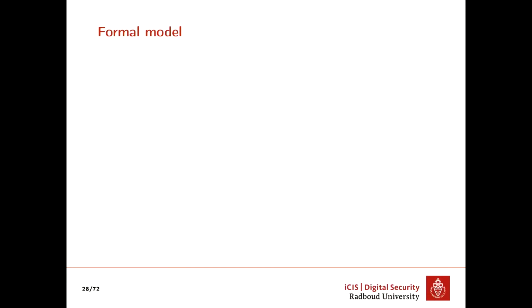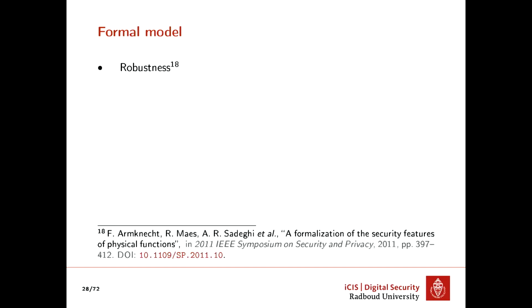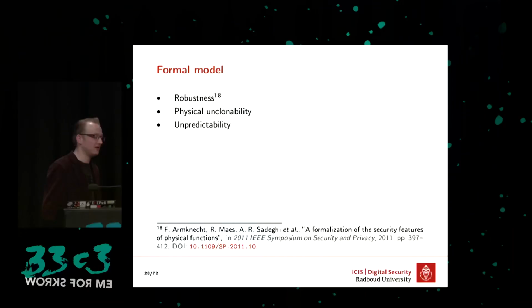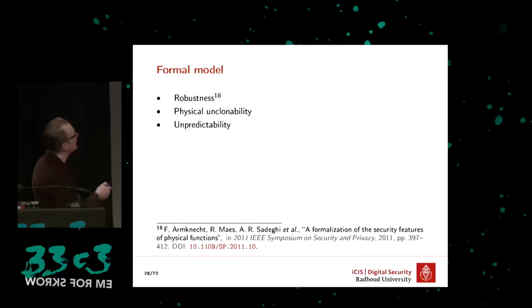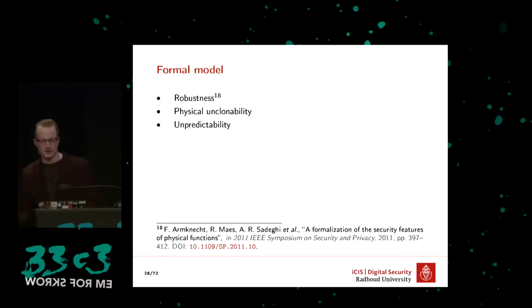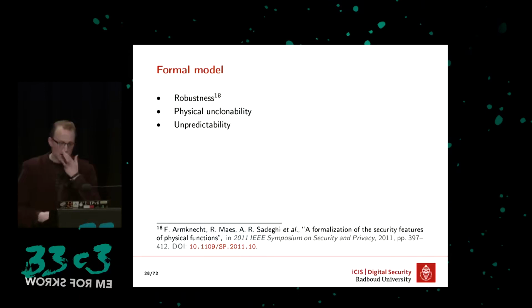Then in 2011, a formal model was proposed. What do we really need from PUFs? First, we need robustness. Across evaluations, we need the same response. We need physical unclonability. It really shouldn't be possible to clone these things. And we need unpredictability. Now, these two are potentially at odds. So we'll get into that at the final slide, I think.